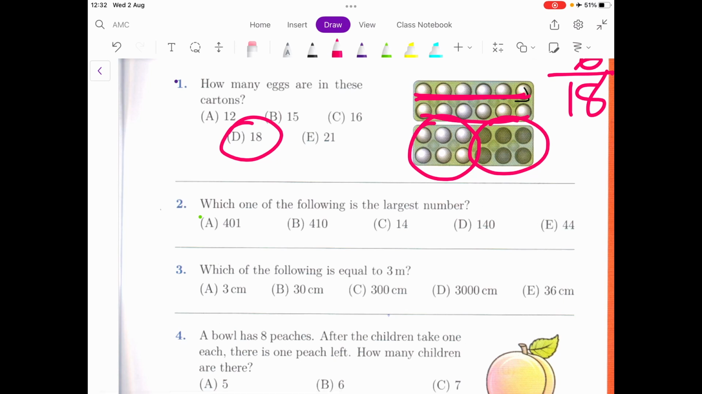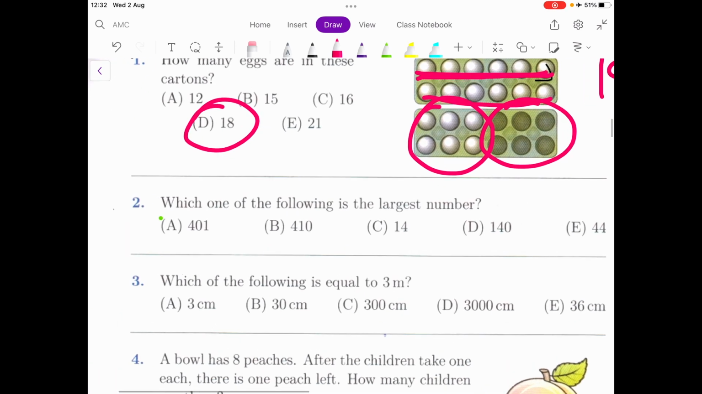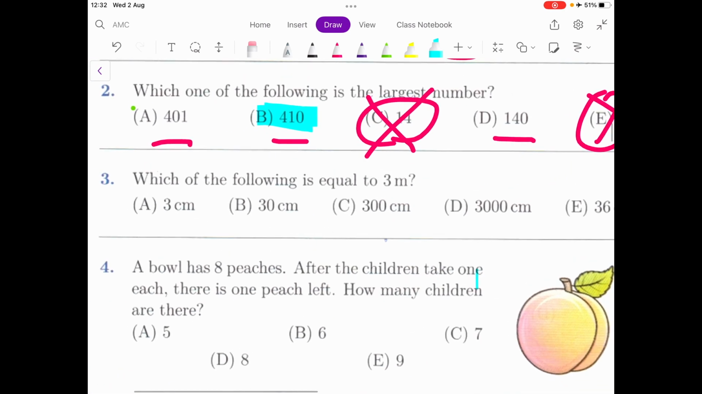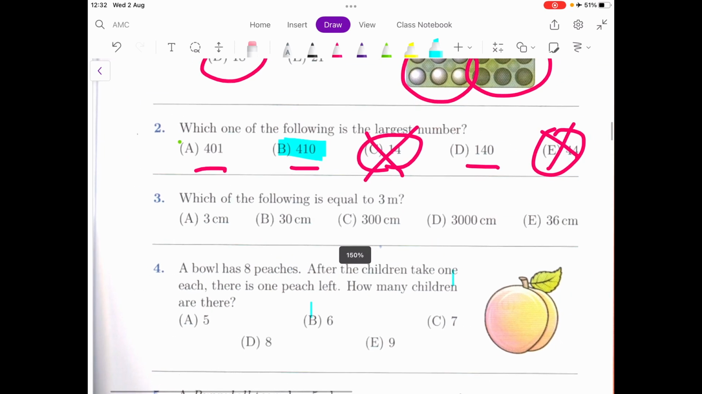Question number 2. Which one of the following is the largest number? You can see the numbers, you can read out the numbers, and you can already see these are 2-digit numbers, so they cannot be the answer. So you have 401, 410, 140. Which one is the biggest? And you can clearly see the biggest number is 410.